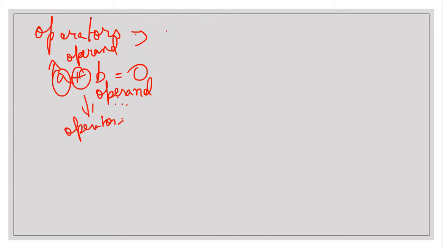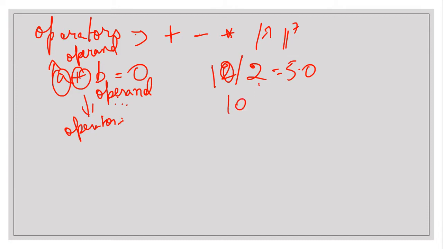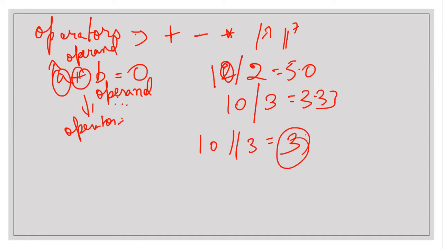Okay. So we have operators like the normal operators: plus, minus, multiplication, division. The difference between this division and this division is that, like, 10 by 2 will give you 5.0. However, 10 by 3 will give you 3.33. But if you do the other division, 10 by 3 will give you just 3. So it doesn't give you a float value, it gives you the integer value.